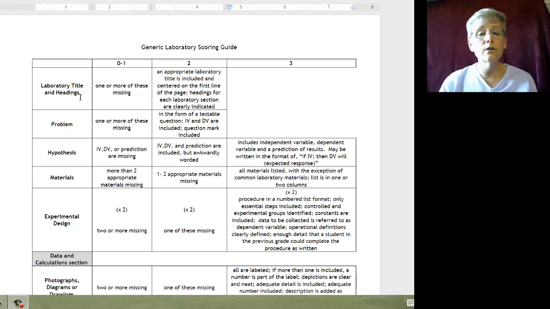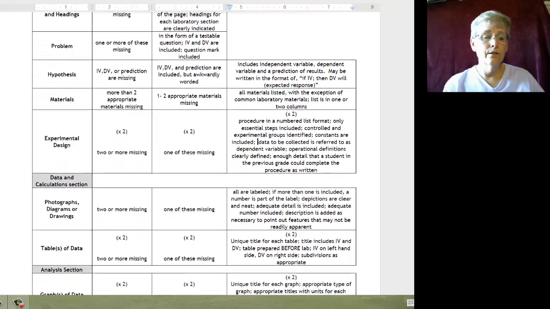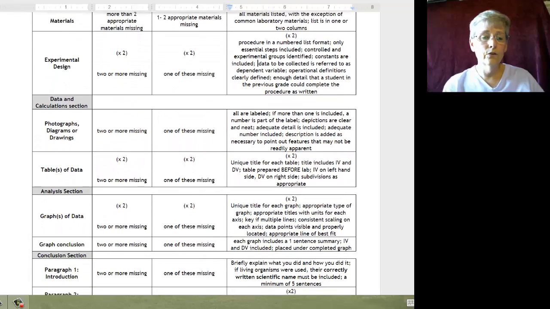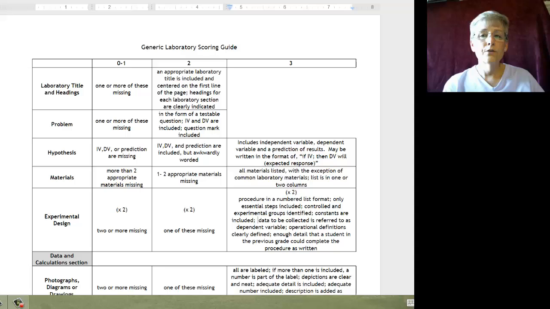So the headings are going to go all the way over to the left-hand side. And the first heading that you have is going to be problem, and then hypothesis, and then materials, and then experimental design. And then after that, you're going to look at the shaded sections. The next one's going to be data and calculations, analysis, and conclusion. So if you have all of that, you've got that first 2 points.